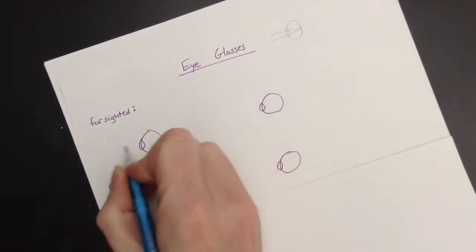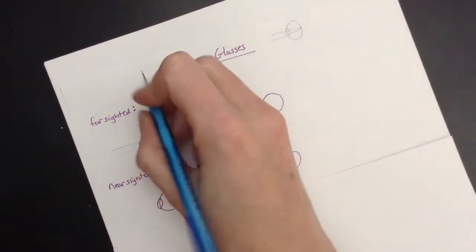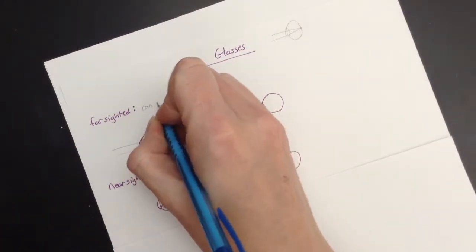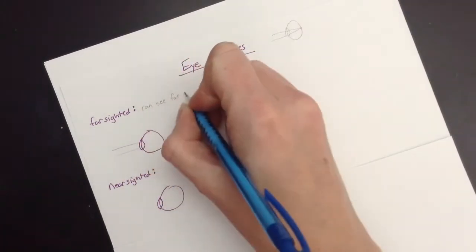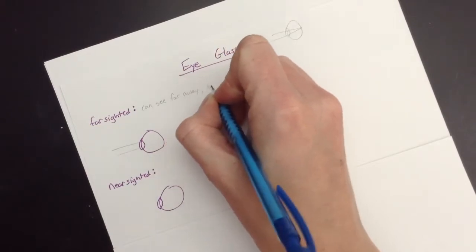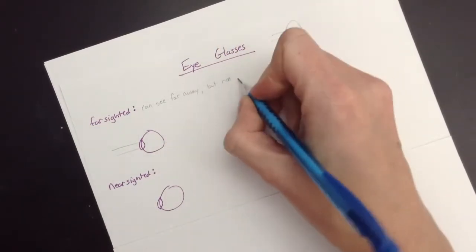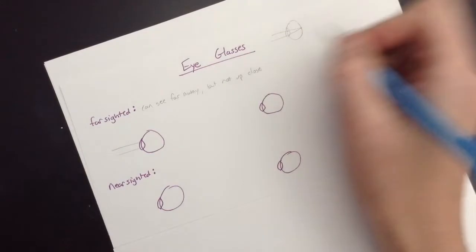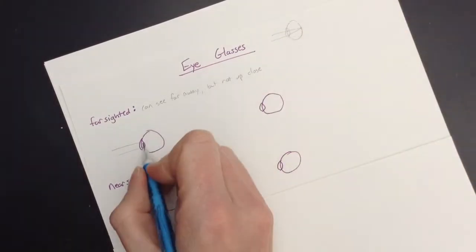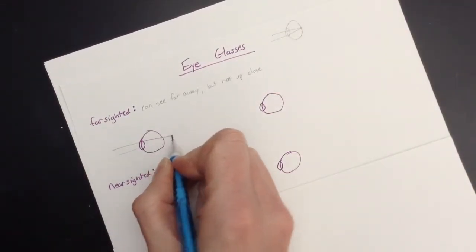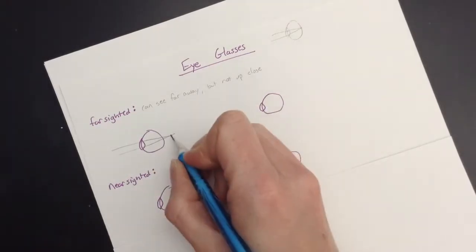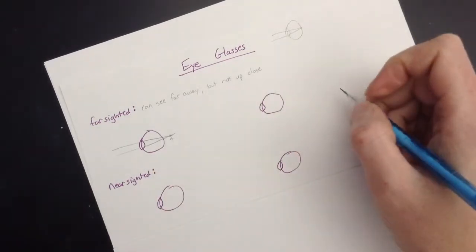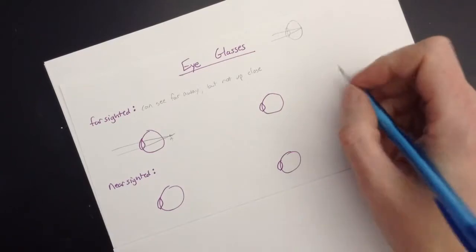If you are farsighted, first off, farsighted people are the ones that can see far away, but not up close. These kind of people usually need reading glasses. These are the people that have a hard time reading things. And what's happening is that the light is focusing back behind the retina, so that's no good. Right there, it focuses behind where it should be.